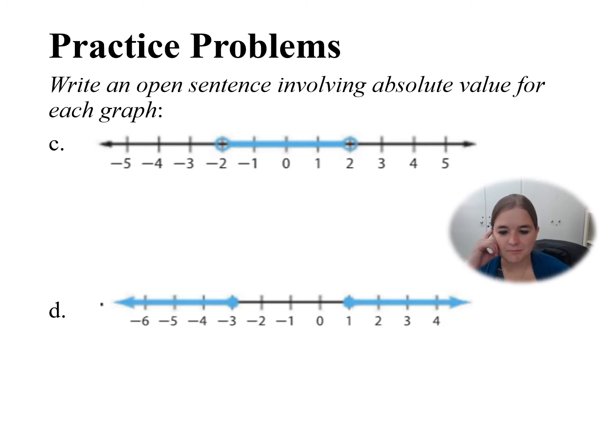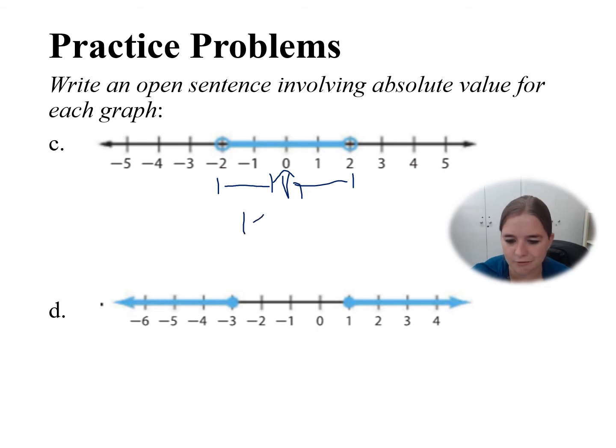For the next practice problems, I have a number line and I need to write that open sentence. I need to come up with a way to write these using absolute value. Well, with the first one, I see that I have 0 as my center point and the distance is 2. So I'm going to use k. I like using k as my variable. I know that the absolute value of k is less than 2. The distance is somewhere in between those two pieces there.